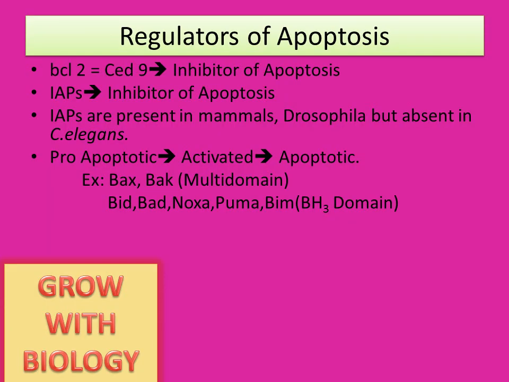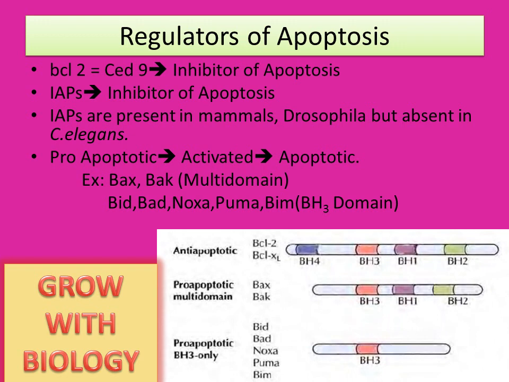Now the regulators of apoptosis, you can see that BCL2 which is CED9, are inhibitors of apoptosis. Now these inhibitors are present in mammals and Drosophila but are absent in C. elegans. Now pro-apoptotic means they are not apoptotic. So once they are activated, they will become apoptotic. The examples are BAX, which are multi-domain, and BID, Noxa, Puma and BIM, they have BH3 domain. These two categories are pro-apoptotic. They normally do not cause apoptosis, but when they are activated, they will cause apoptosis, whereas anti-apoptotic are BCL2 and BCLXL.